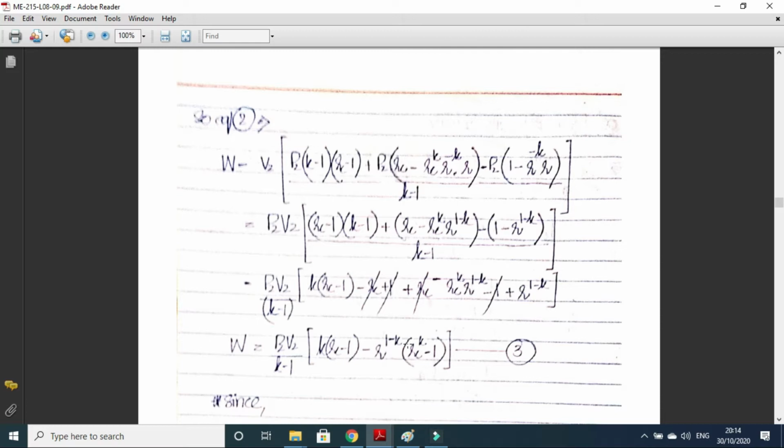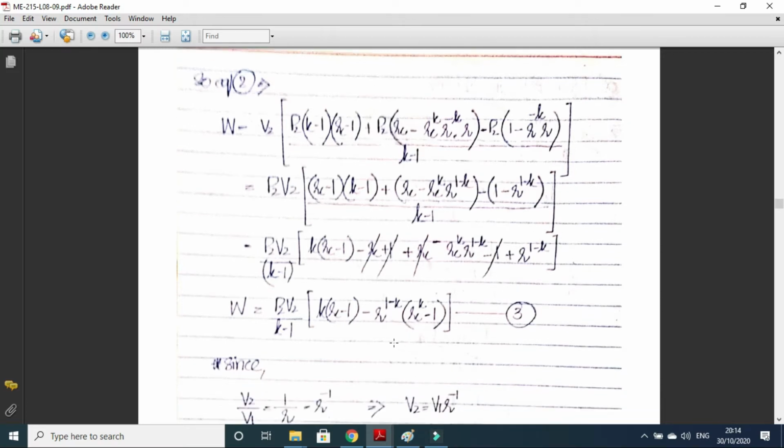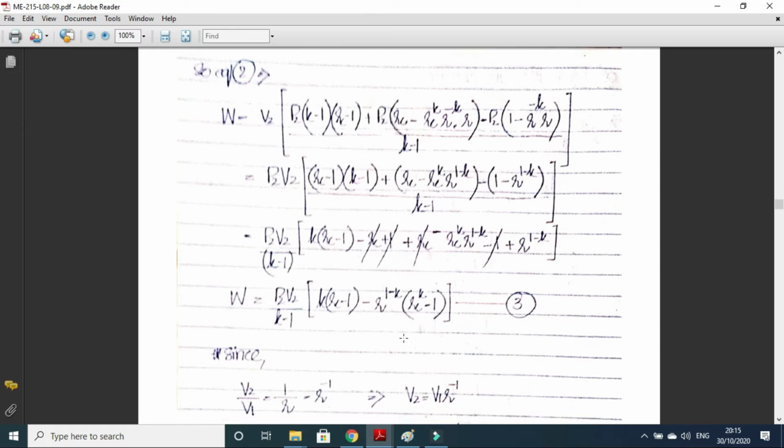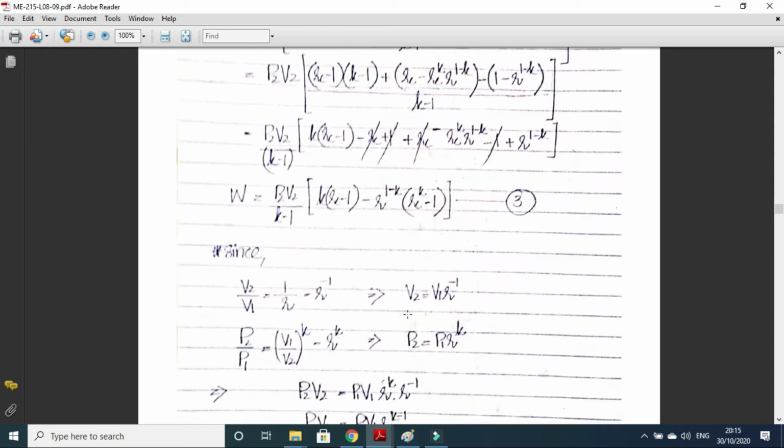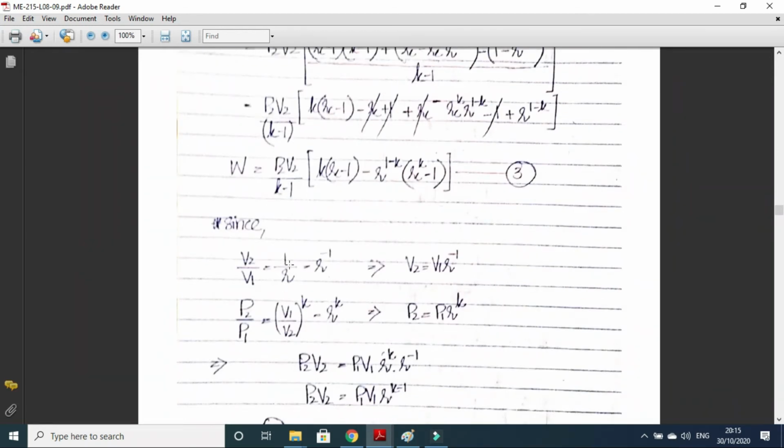We will be left with this expression, and we can take R1 minus K common. So we will be left with RC to the power K minus 1, because we have taken R1 minus K common. Similarly, V2 upon V1 is the inverse of the compression ratio, 1 upon R. So V2 upon V1 will be R minus 1. V2 will be equal to V1 R minus 1. So we can replace V2 here with V1 R minus 1.